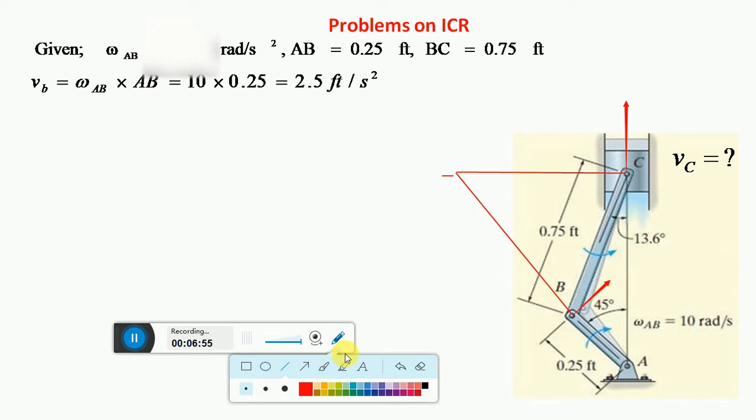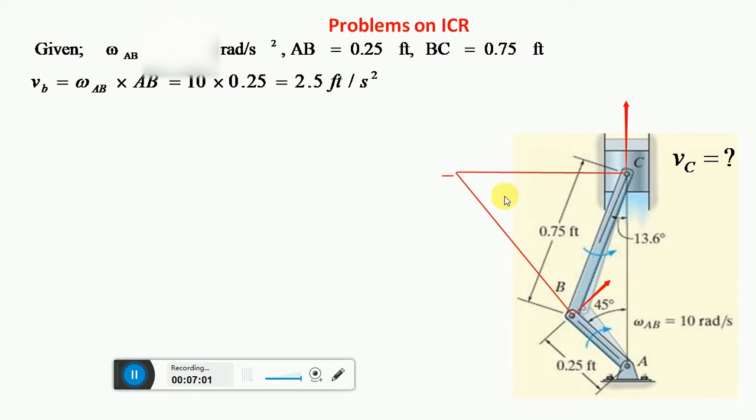Now next, after finding the I center, we can find the velocity of B. This is VB. The velocity of B can be found using the relation V is equal to R omega, because it is under pure rotation. So VB is equal to omega AB, the angular velocity of crank AB, multiplied by its length, because point B is at a distance of 0.25 feet, and the angular velocity is 10. So 10 into 0.25 will give us the velocity of B. So for the body BC, which is under general plane motion, we got the velocity VB.